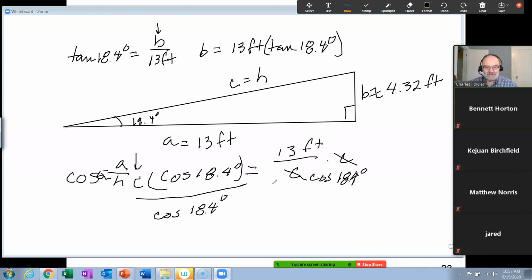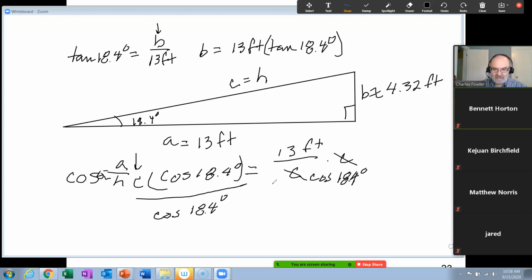Now, on my calculator, that really gets a little awkward. But I think I can still do it. I'm going to try it anyway. Okay? So I'm going to clear what I've got on the screen now. Okay. So I'm going to do 13 divided by, I have to enter my argument first. I'm still in degree mode, so that's okay. 18.4 cosine, and then press equal.